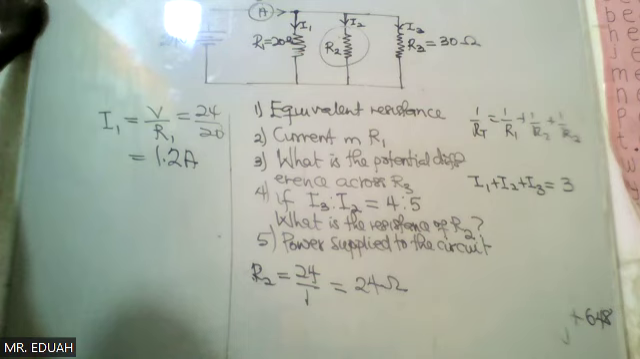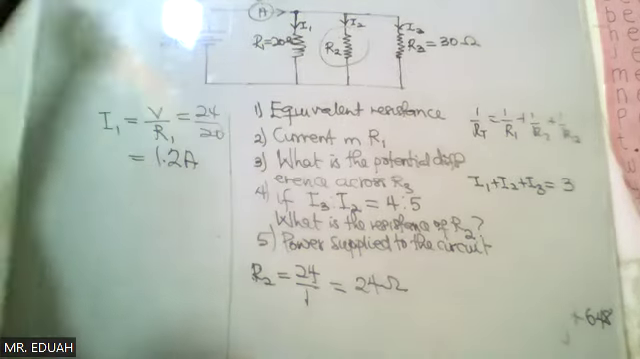Let's not waste time. What's the potential difference across R3? Go ahead. I think it will be 24. What's the reason? Because the same voltage is supplied throughout. Exactly, because all the resistors are connected in parallel.